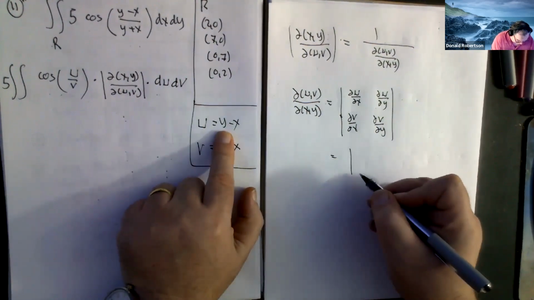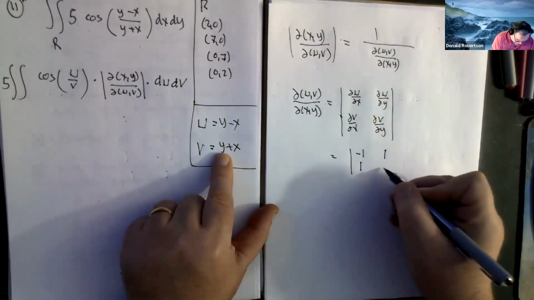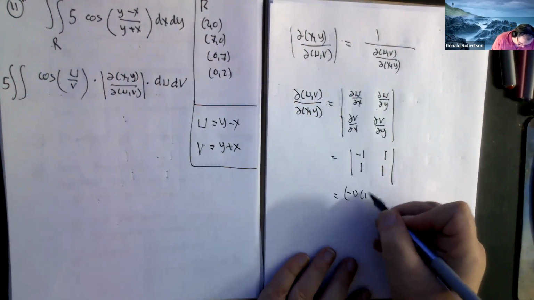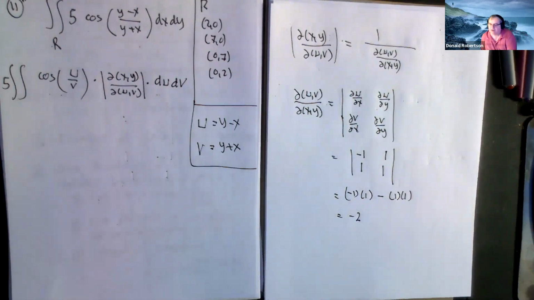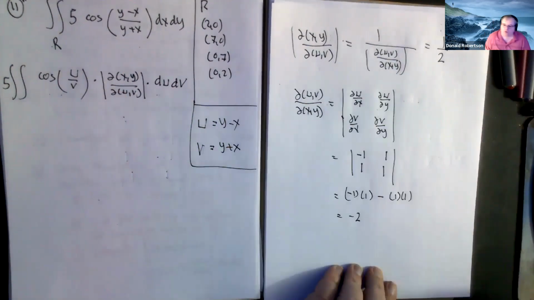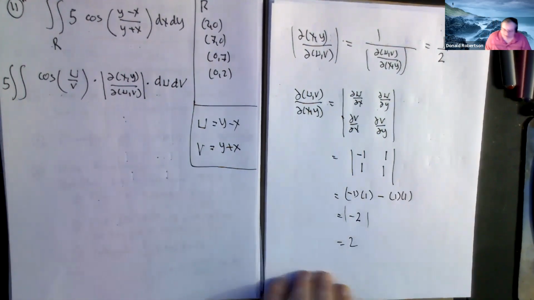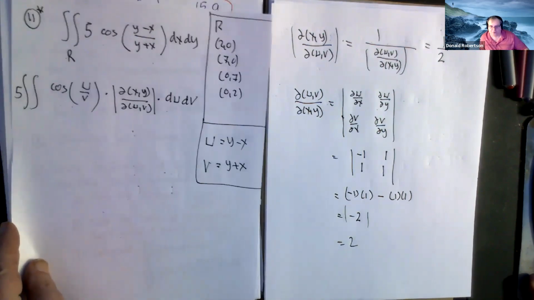If you differentiate this guy with respect to x, you get -1. With respect to y, you get 1. With respect to x, you get 1. With respect to y, you get 1. And at last, -1 times 1, take away 1 times 1. That answer is -2. Agreed? But we don't get negatives with Jacobians. That's why there's an absolute value around it. So our answer is in fact 2, which gets us a half. So that actually is the only time we needed to do that adjustment.